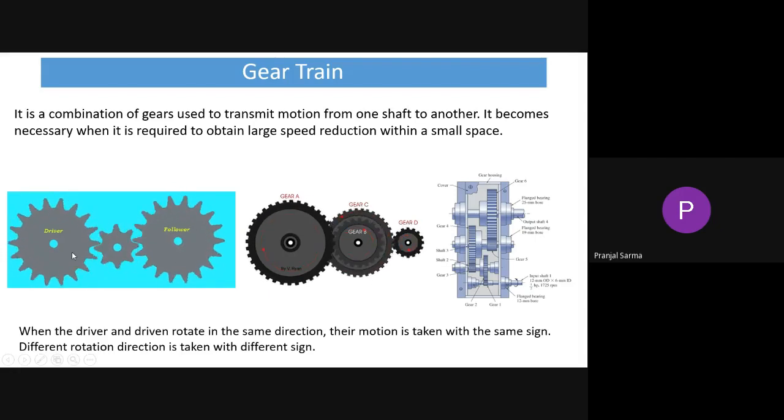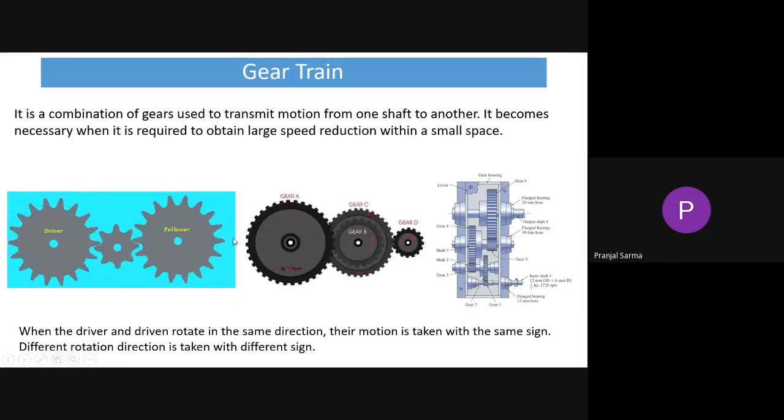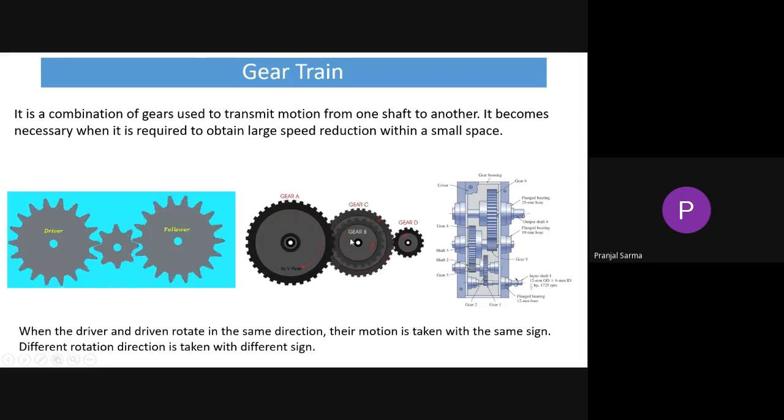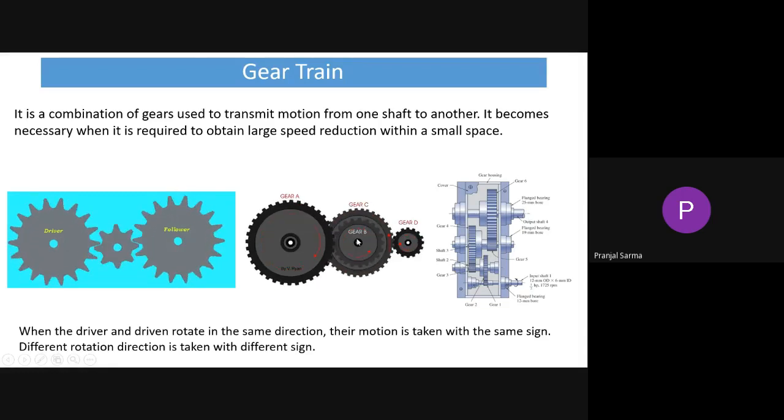Where on a single shaft a single gear is mounted, and just like in the previous cases, based on the velocity ratio requirement, you can play with the size, number of teeth and all. Similarly, we can have some other arrangements which are shown here. You can see in this particular figure.